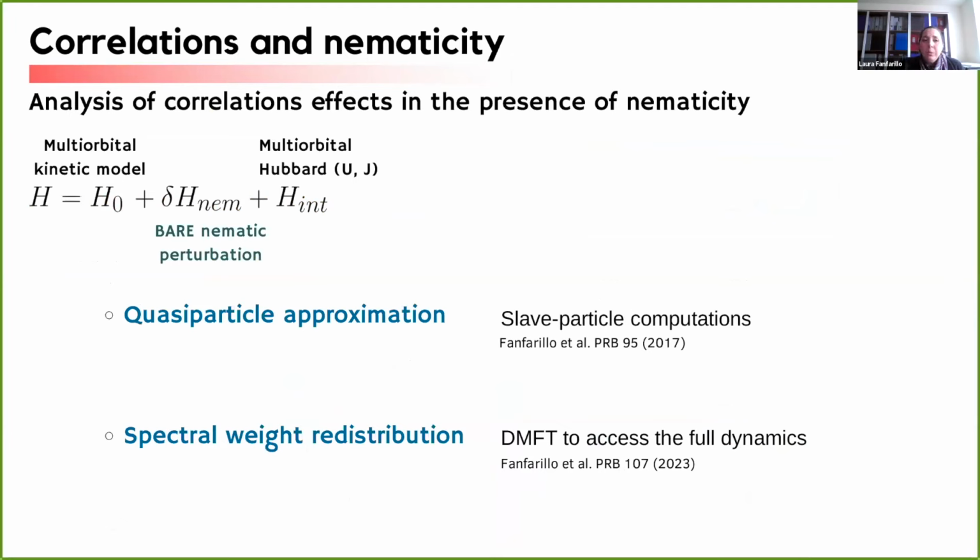So what can we do? We can try to understand if Hund-driven correlations are able to explain this experimental picture. We are going to study a model with a kinetic multi-orbital Hamiltonian and an interacting part, the one that I showed you before, containing both density-density and spin exchange terms, so U and J.